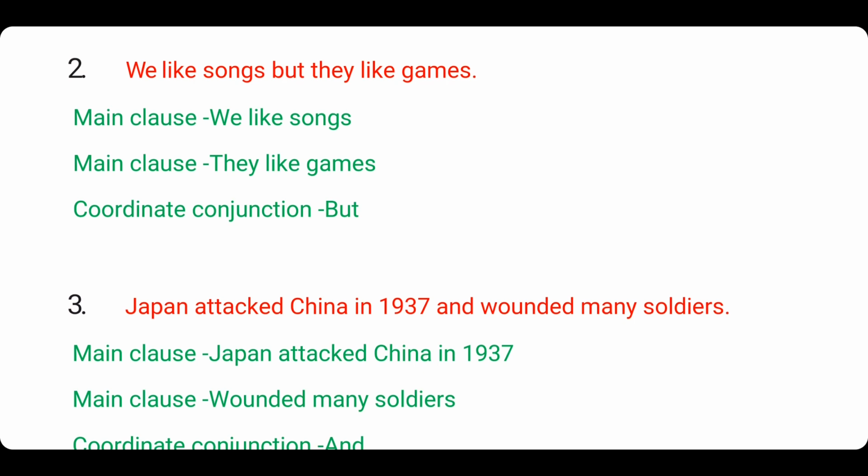On to the second sentence. We like songs, but they like games. Here what's the conjunction? Yes, it's but again. But is a coordinate conjunction. Hence we can conclude that it consists of two main clauses. What's the first main clause? Yes, it is we like songs. That is the first main clause. They like games is the second main clause.